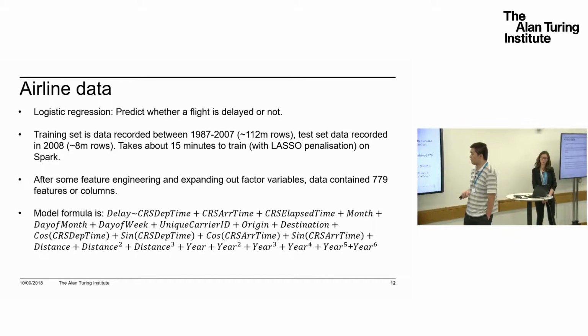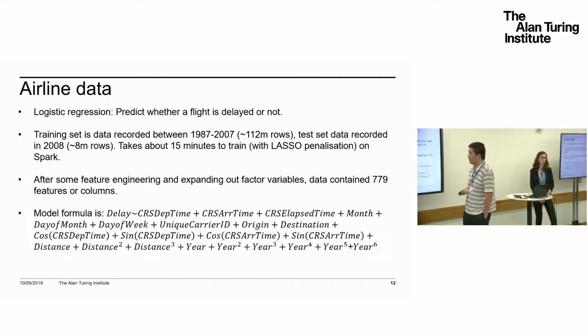This only takes about 15 minutes to train with lasso penalization on Spark. So, you know, it's pretty fast. In R, for example, within the same amount of time, you could probably train a data set with about 30,000 rows or something like that. So this is a clear improvement in terms of the scale of the data set you can work with.